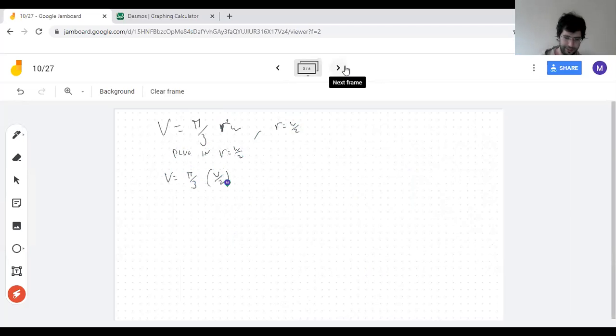So W over 2 squared times W. And now, since I want to take the derivative of this, I better simplify it. Otherwise, I'm just shooting myself in the foot. So I have two W's and another W combined to make three W's, and a 3 and a 4 combined to make a 12. So now that I have V equals pi W cubed over 12, I can do what I was doing before, but it's easier.